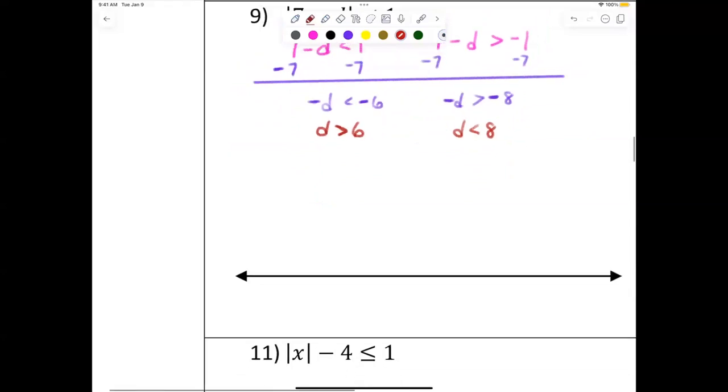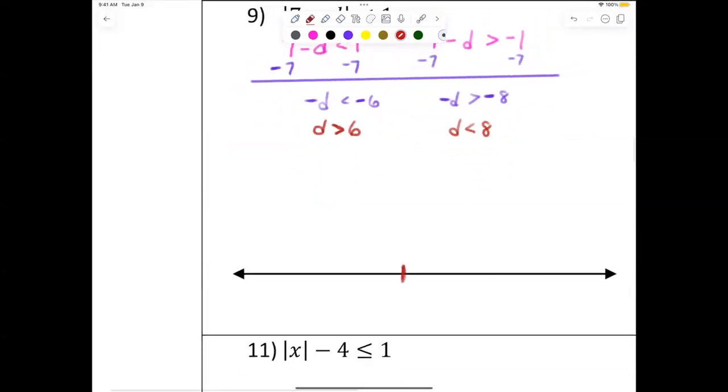So let's go to our number line. Here is 6. Here is 8. I'm greater than 6, correct? And I am. So it's what? 6, 8. We got a problem with that? One, that's not too bad, right?